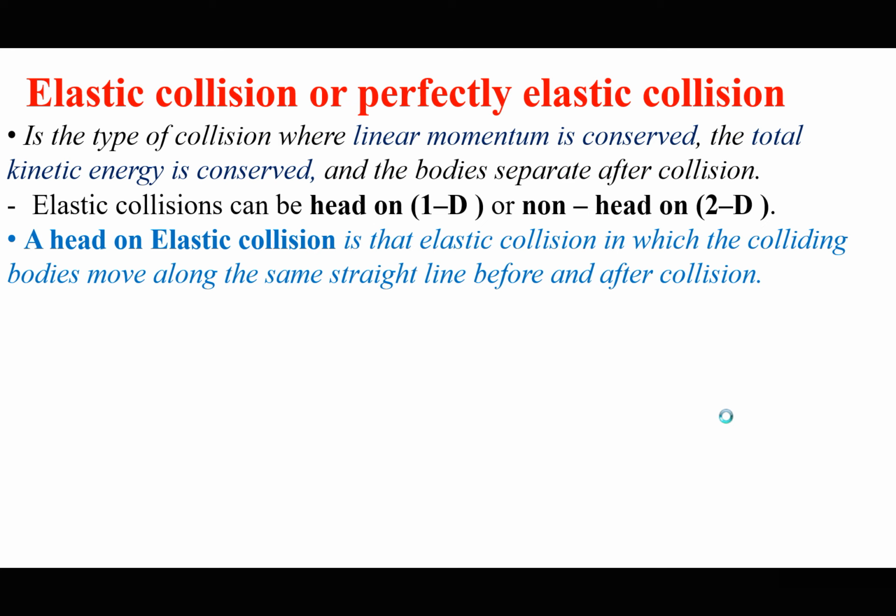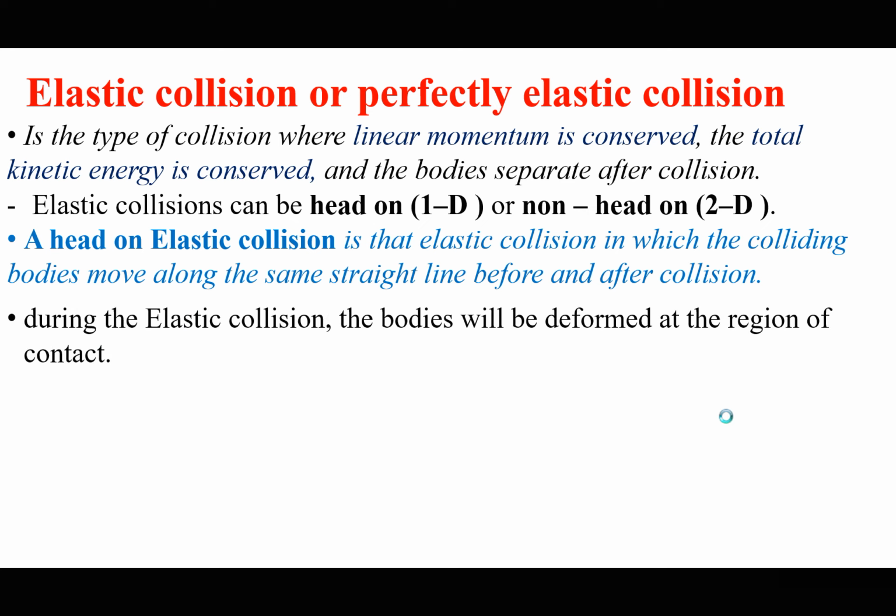So what we call a head-on collision is that elastic collision in which the colliding bodies move along the same straight line before and after collision. That's what we are going to call head-on. The bodies were initially moving in a straight line, and even after collision, they continue in the same straight line. That is going to be one dimension, and that is what you consider in IGCSE. Then we shall later on see two dimensions or non-head-on collision.